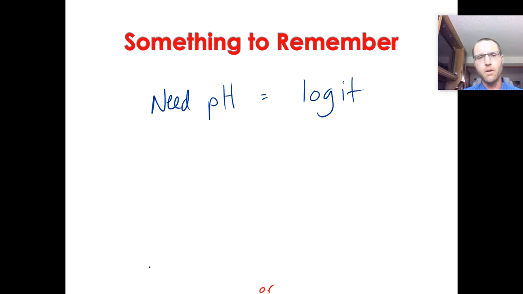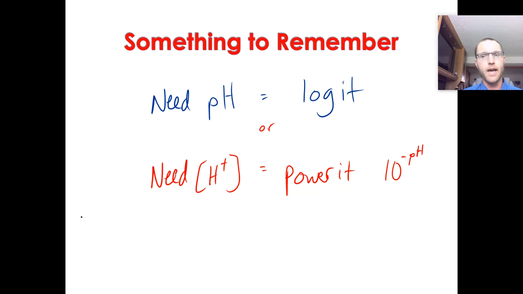If, however, you don't need the P, that means that you probably already have the pH. You can use that to figure out just the H. So if you don't need the P, then you can use that P as a power. That's to the negative power of the exponent for the pH. You just put that on a 10, use that as a power, and that will then give you the hydrogen ion concentration.